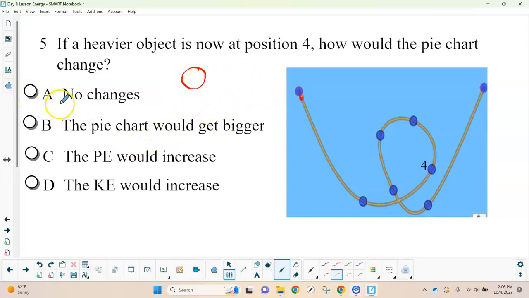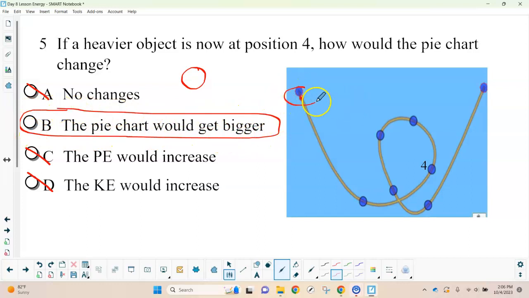So there wouldn't be any changes. The pie chart would get bigger. Potential energy would increase, or the kinetic energy would increase. I don't think the potential and kinetic energies are going to, they might increase in total, but the percentage of them that makes up that pie chart is going to be the same. I think there is going to be a change. The pie chart's going to get bigger. So mass, if you think about this, what kind of energy did it have in the beginning?